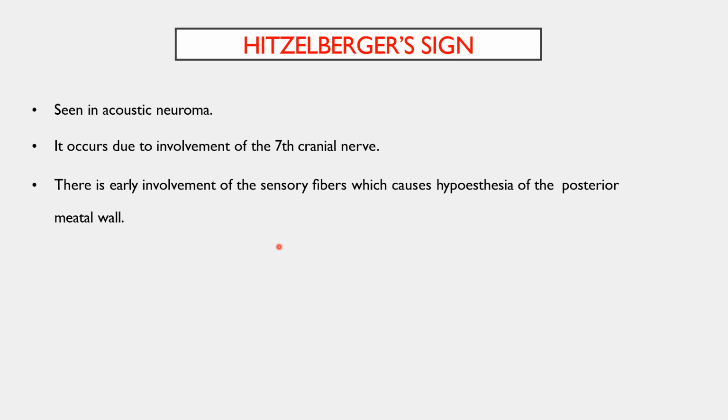Hitselberger sign. This is seen in acoustic neuroma due to involvement of the 7th cranial nerve. This is very difficult to examine as a theory aspect. There is early involvement of sensory fibers of the 7th nerve that will cause hypoesthesia in the posterior meatal wall. This is the earliest sign in acoustic neuroma. By examining this, you can make out the diagnosis or involvement of the seventh cranial nerve.